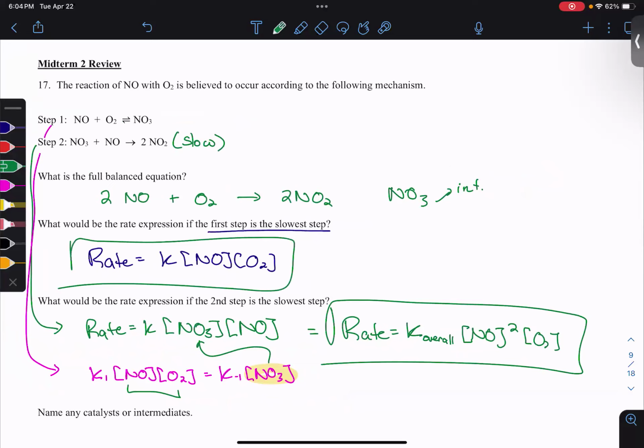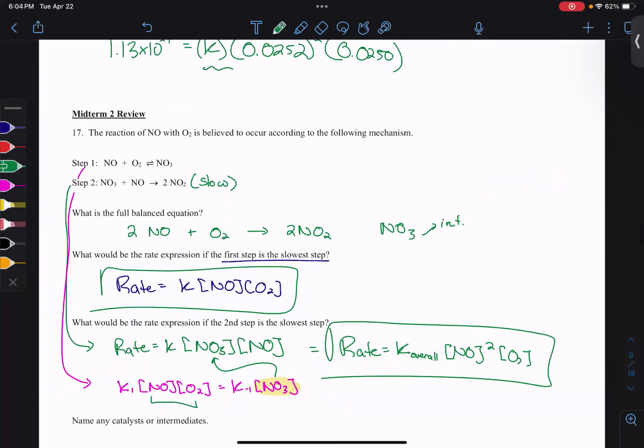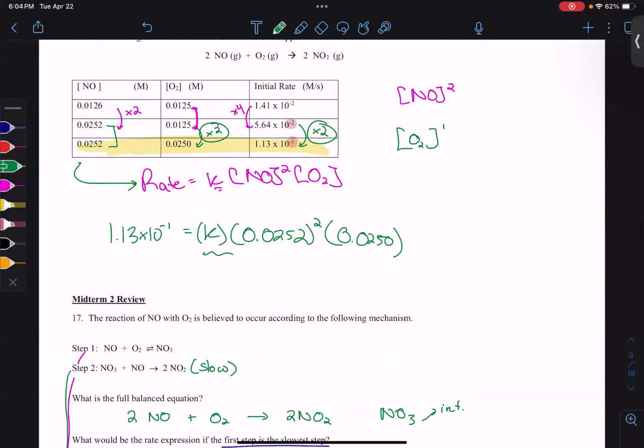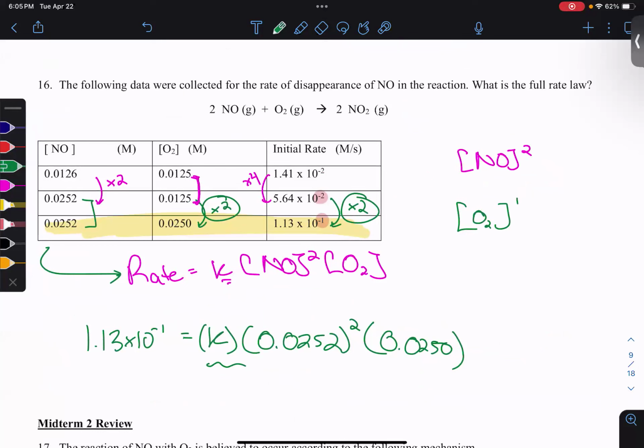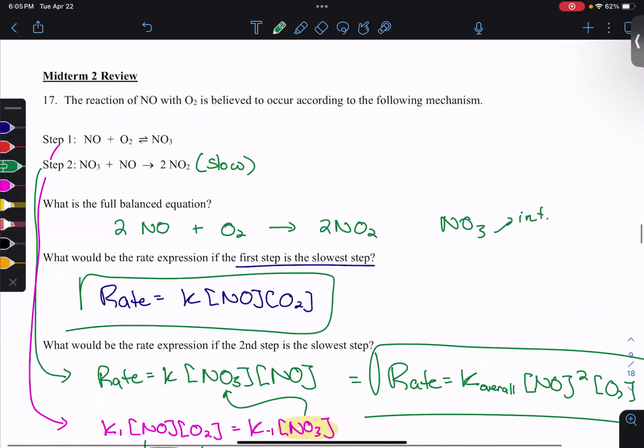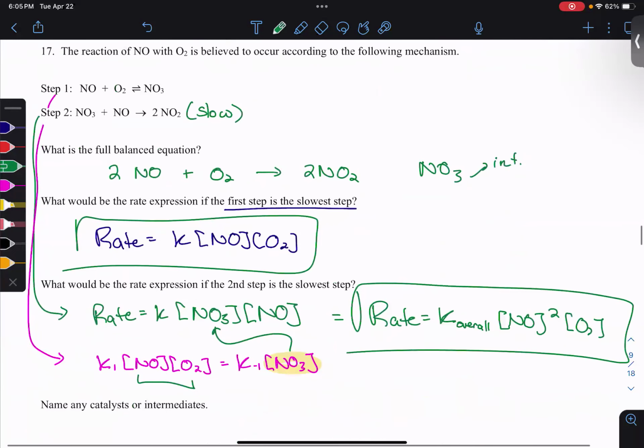So actually, let's put this all together. This is perfect, because isn't this the same reaction as the previous question? It is, yes. So which mechanism is consistent with this data? Tell me, is it the first step as the slow step or the second step as the slow step, consistent with the observations in question 16?